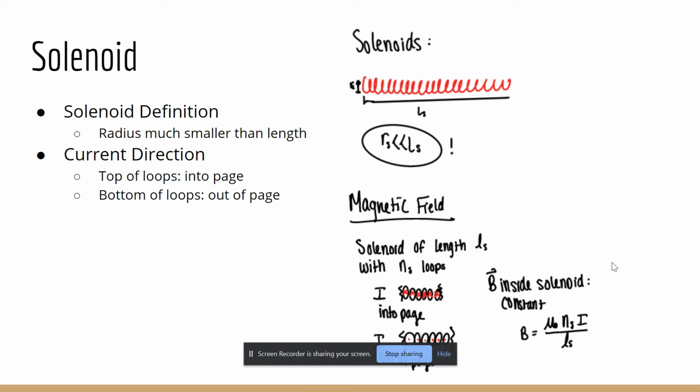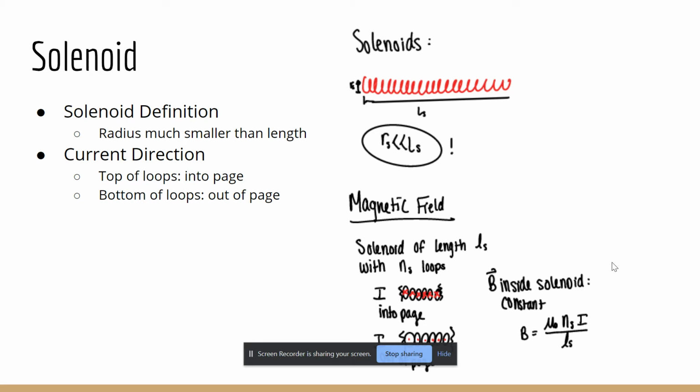In the second video, we learned about solenoids. Solenoids have a radius much smaller than that of the total length of the set of loops. This is what sets them apart from just coils. And the direction of the current will be into the page at the top of each loop and out of the page at the bottom of each loop.